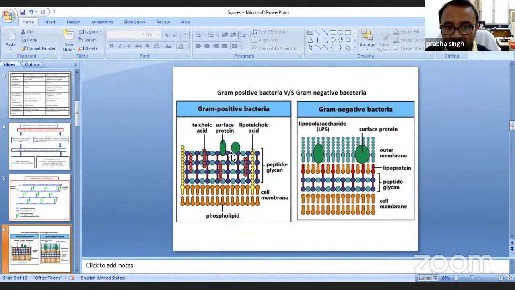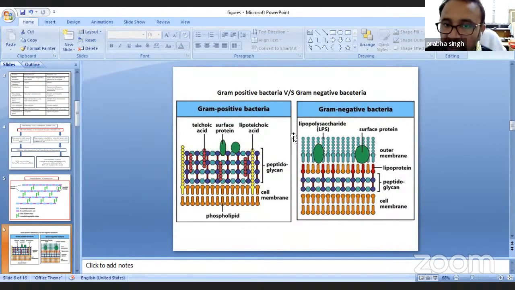It has 1, 2, 3, and 4, such four glycan chains are there. Okay? But in the case of gram-negative bacteria, the same peptidoglycan is very thin, right? And it has an outer membrane, and this outer membrane consists of lipid, lipoprotein, as well as lipopolysaccharide.